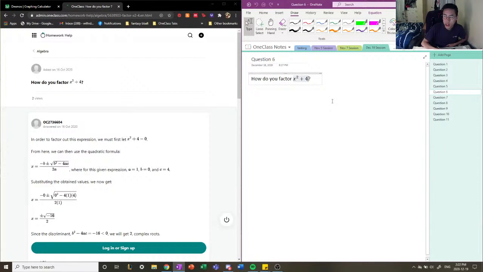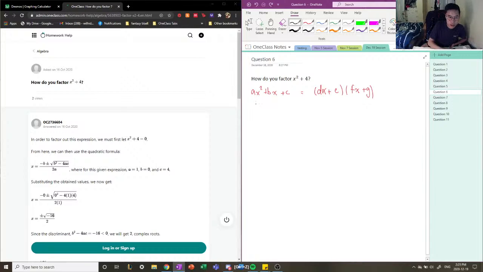They're asking us to break x squared plus 4 into its factors, which means that if we had a quadratic function such as ax squared plus bx plus c, its factored form would be something like dx plus e times fx plus g, where d, e, f, and g are coefficients. That's what they mean by factoring.